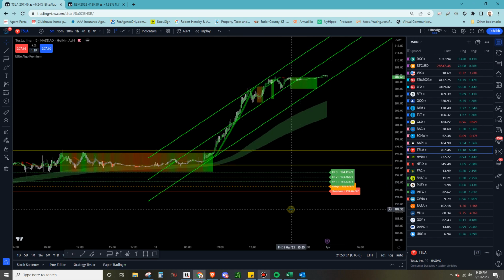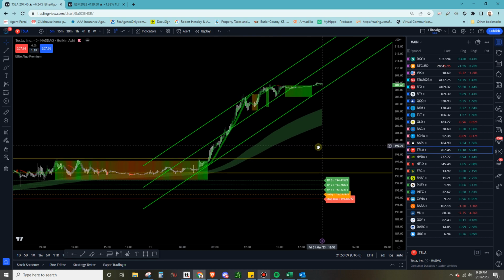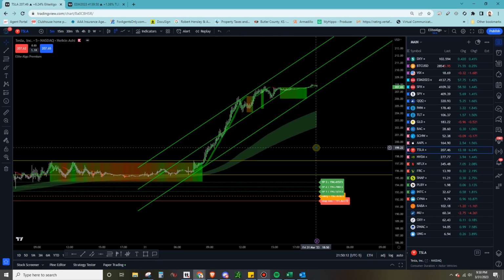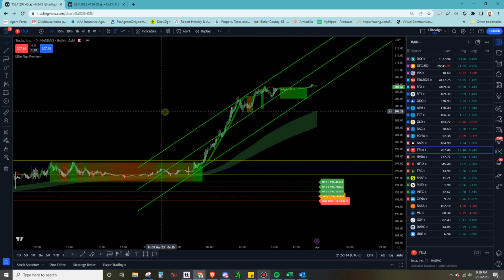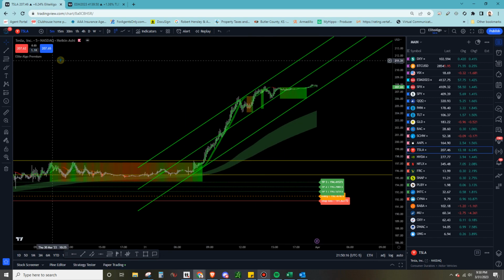Really, really nice, clean algorithm that'll just read the price action for you. You don't have to do a lot of thinking, but I can go through my setup a little bit more if people are interested.